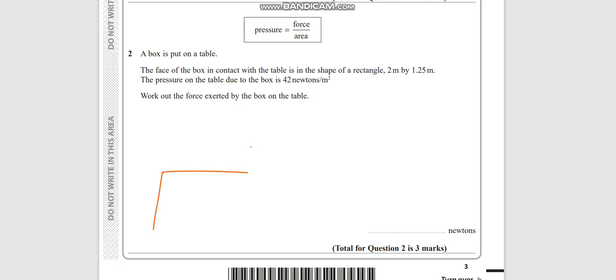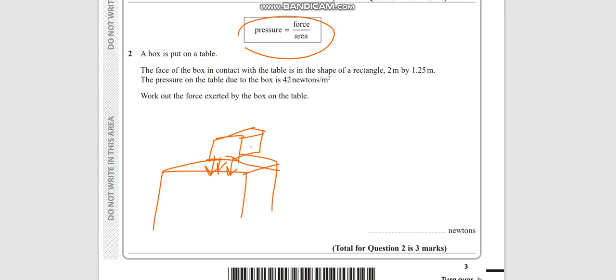So they're saying that this is a table. This is a rough table, you can see, and then there is a box here. They are asking us to calculate how much force is being exerted by the box on the table in this direction here, and the formula of the pressure is given.